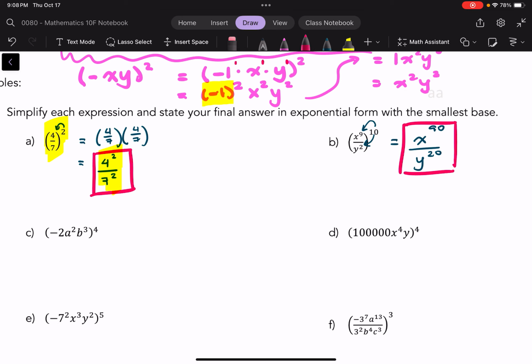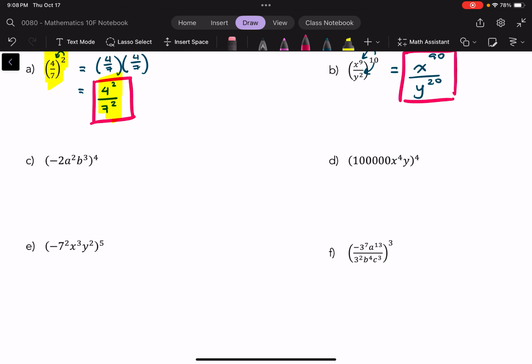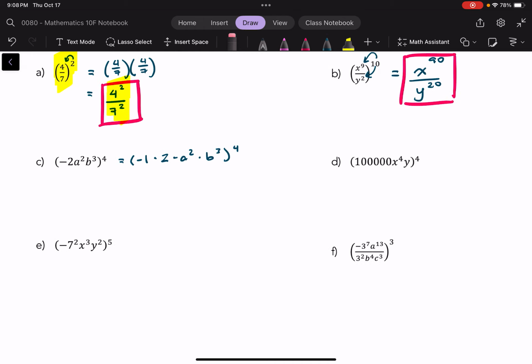Okay. Let's talk about the next one here. The next one does, in fact, have a negative involved, and I'm going to treat that negative as if it was just a -1 out in front. So I'm going to rewrite this. I'm going to put -1, and I'm going to times that by 2 times a squared times b cubed, all to the power of 4. Oops. Times a squared. There we go.